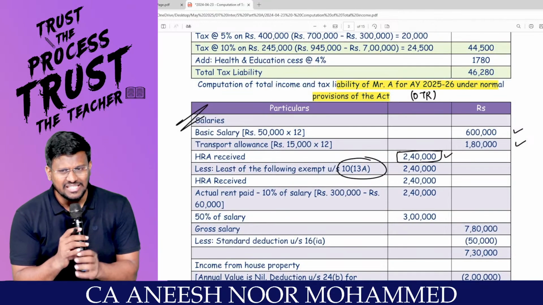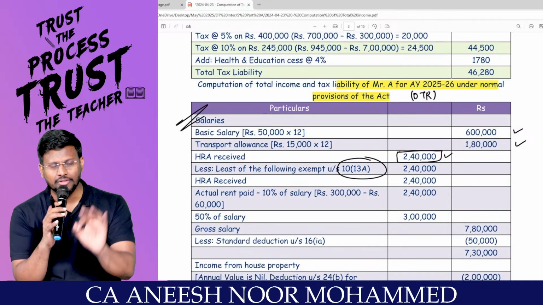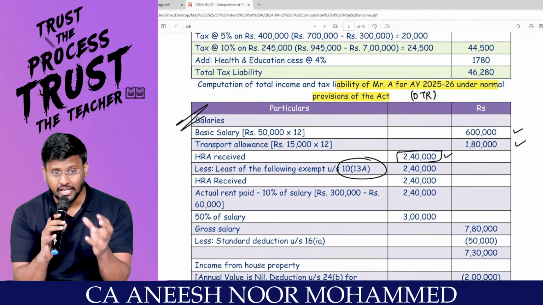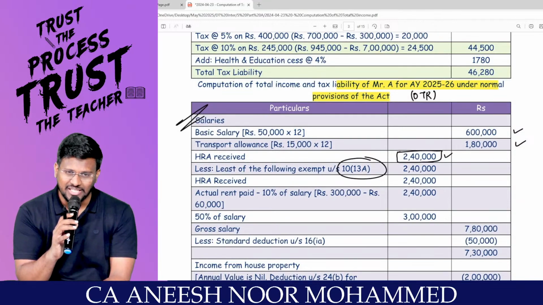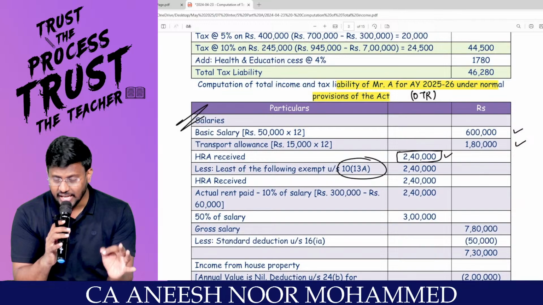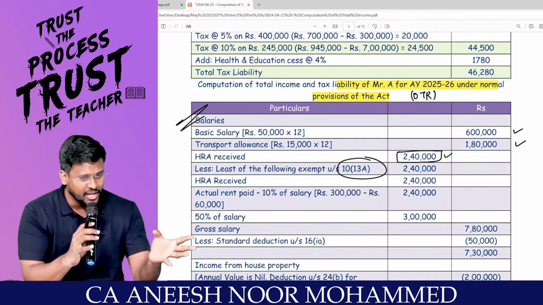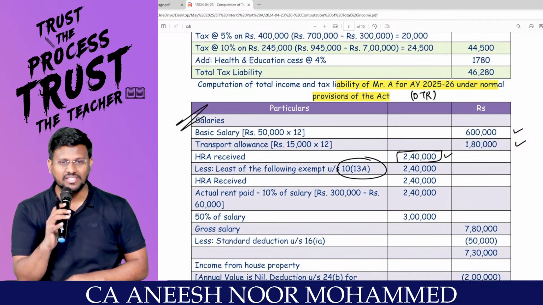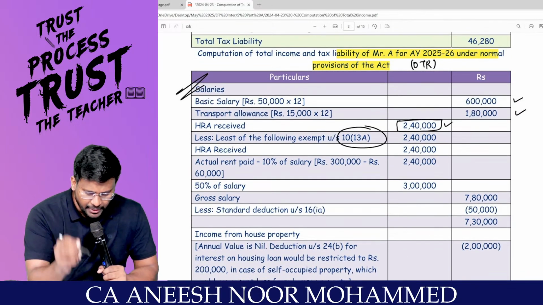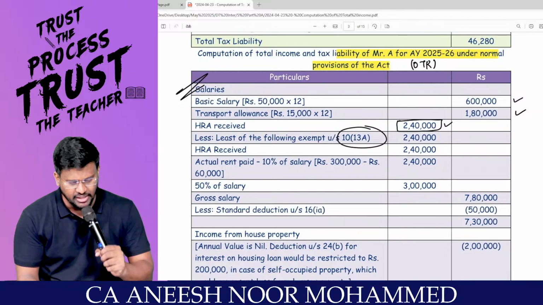Sir, under section 10(13A), least of the 3 is exempted. Rent paid in excess of 10% of salary, actual HRA received, 50% of salary in metropolitan cities like Mumbai, Calcutta, Delhi, Chennai, and 40% in other places. Comfortable? So I am going to calculate rent paid in excess of 10% of salary.